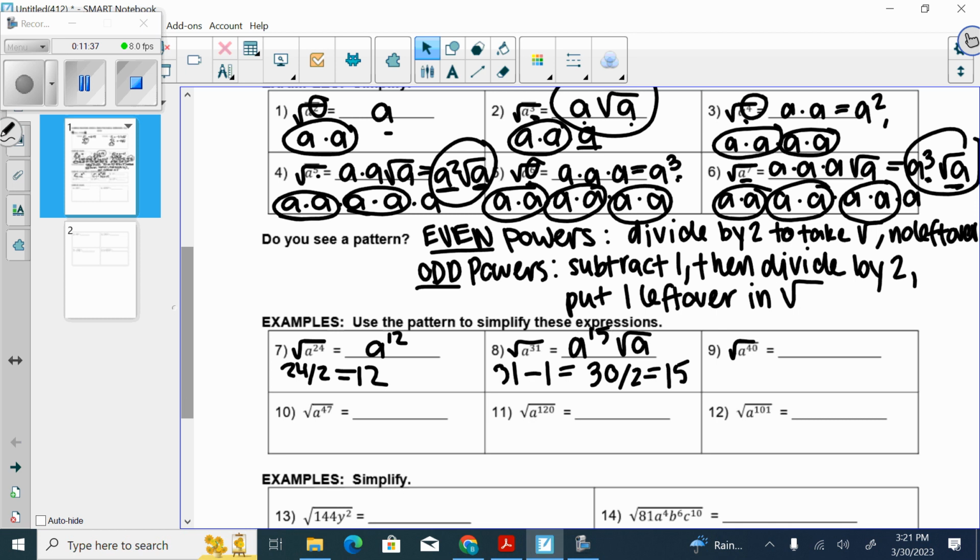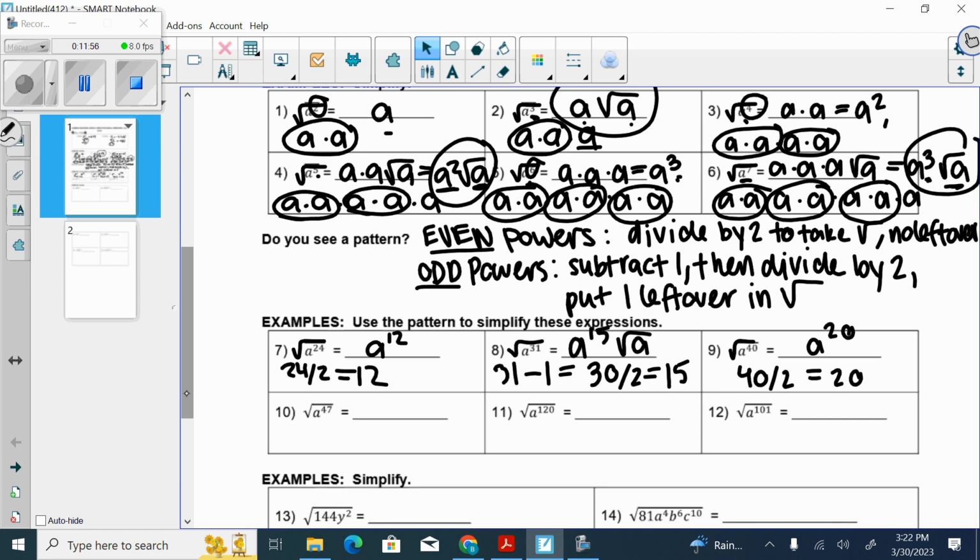Square root. Okay, number 9. Is that exponent even or odd? Even. So what do I do with it? Divide by 2. What is 40 divided by 2? 20. So what's my answer? A to the 20th. Perfect.